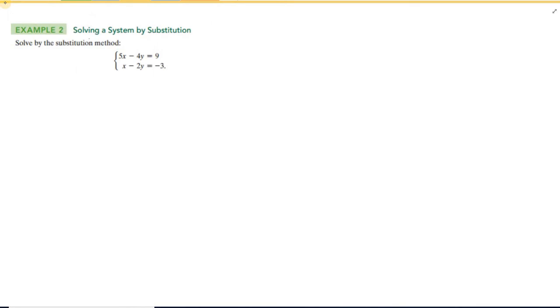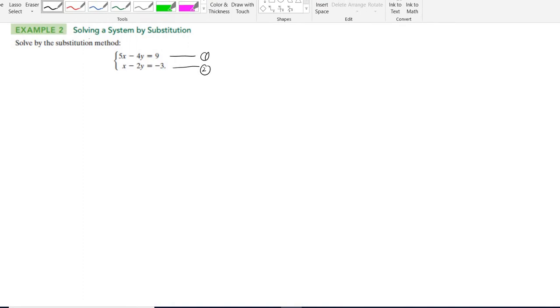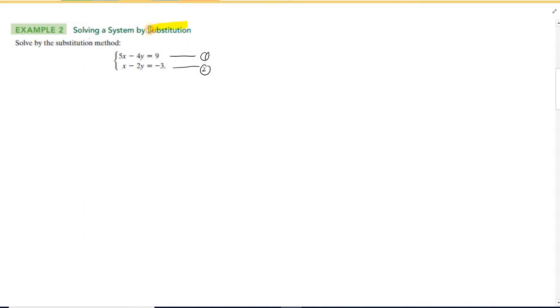For example 2, solving a system by substitution. Okay, so if I have something like this, let's say this is my first equation, and here we have a second equation. So solving by substitution, you really have to pay attention to what kind of method you want to use. Okay, so if you use the wrong method, you get no points for your tests or quizzes. So let's go ahead and look at how I can solve this.